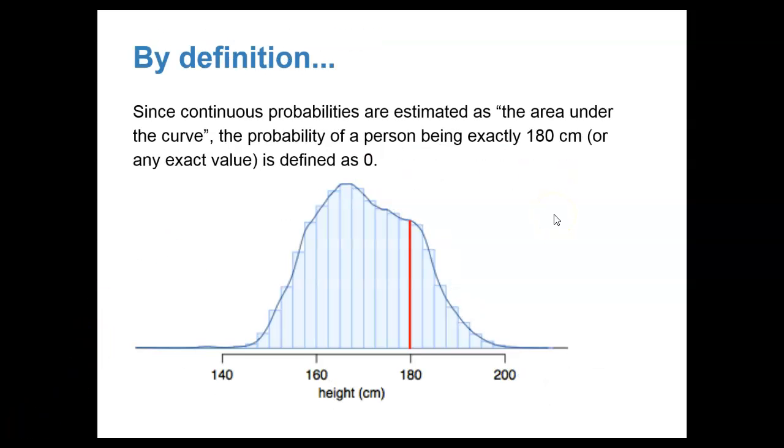So one last thing we need to say about continuous distributions and probabilities associated with them. By definition, since continuous probabilities are estimated as, quote, the area under the curve, end quote, the probability of a person being exactly 180 centimeters or any other exact height value would be defined as 0. And that should be clear from looking at the PowerPoint slide, because the width of a line, that is the width of a rectangle with a base width of 0, would have an area of 0 in that case.